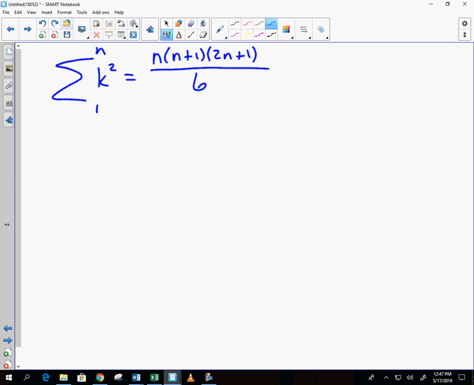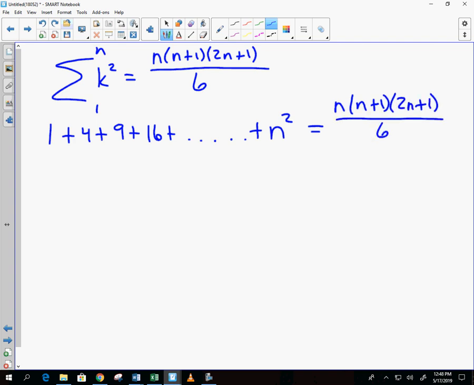You're going to do just fine on that test. What do I plug in first? 1 squared is 1, plus 4, plus dot, dot, dot. What does it say the last thing I plug in is? N. And I get n squared is equal to n times n plus 1 times 2n plus 1, all over 6. That is the claim. How dare they make a claim? Let's prove this claim.